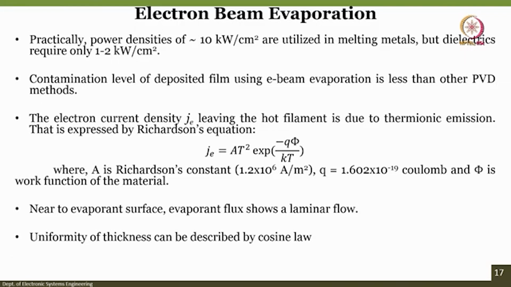The e-beam current density Je leaving the hot filament is due to the thermionic emission that we know, and is expressed by Richardson's equation, which is given here. Near the evaporation surface, the evaporant flux shows a laminar flow, while the uniformity of the thickness can be described by the cosine law, right.